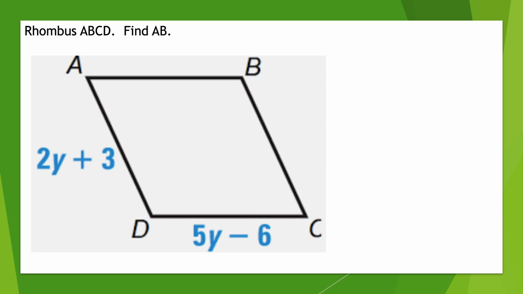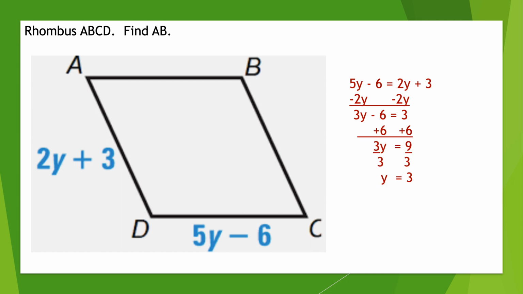This is rhombus ABCD. Remember the properties of a rhombus? Find y. Go ahead. Okay, in a rhombus, all four sides are equal. So therefore, 5y minus 6 is going to equal 2y plus 3. Subtracting the 2y, 3y minus 6 is 3. Adding the 6, 3y is 9. Dividing, and y is 3.